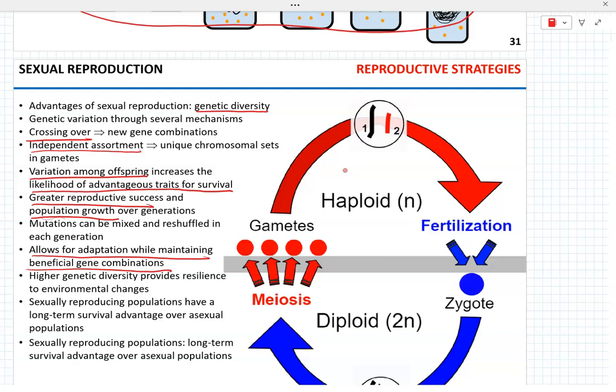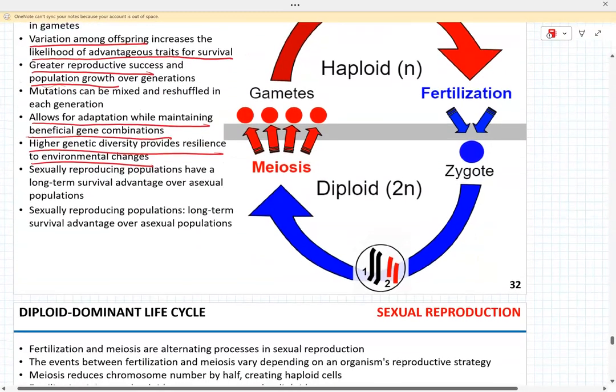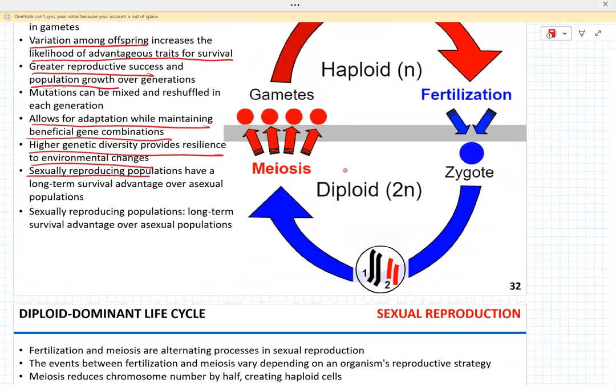So, as we mentioned already, this genetic diversity increases the resilience to environmental challenges, and in the long term, sexually reproducing populations have a survival advantage over asexual populations.